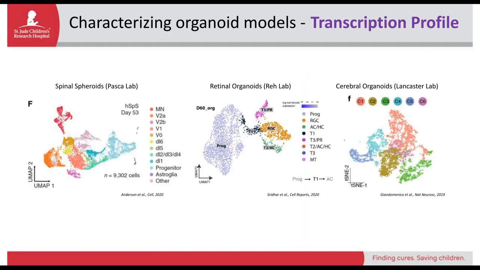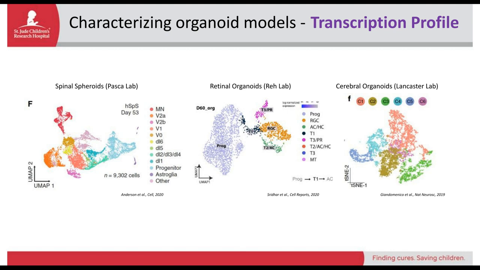The second aspect of characterization is looking at the transcription profile. So you could do a bunch of RT-qPCRs, or you can do bulk RNA-seq, or more commonly, what's becoming more and more common in the field, is to do single-cell RNA-seq. And here are some examples of single-cell RNA-seq data published by different labs.